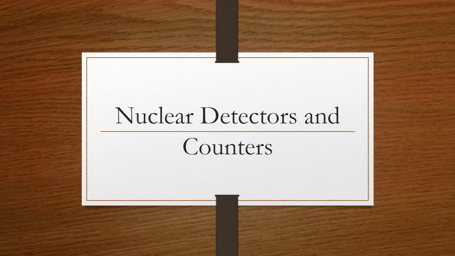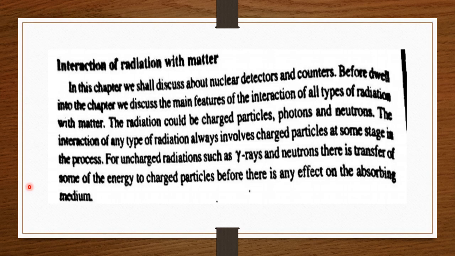Hello students, we are starting our next chapter, nuclear detectors and counters. So before going to the chapter, how we are going to detect our radiations, how we are going to detect and count the radiations. In order to know how we are going to detect, we should know the interaction of radiation with matter. How this radiation coming out from the nucleus is interacting with the matter. So, before we start into the detectors, we are going into the interaction of radiation with matter.